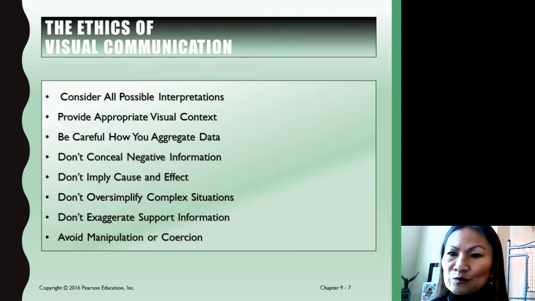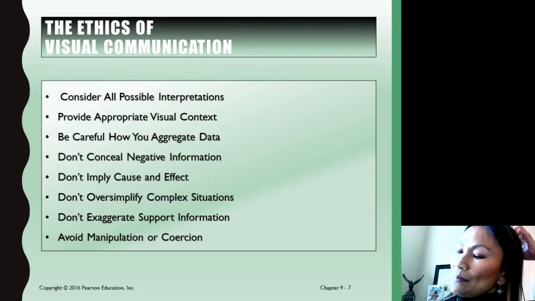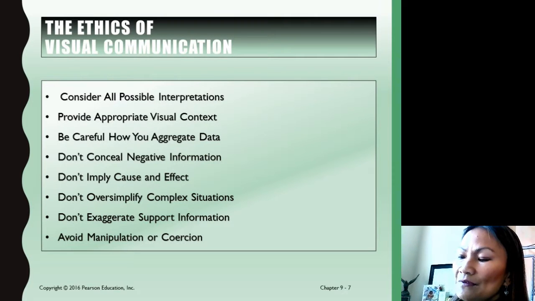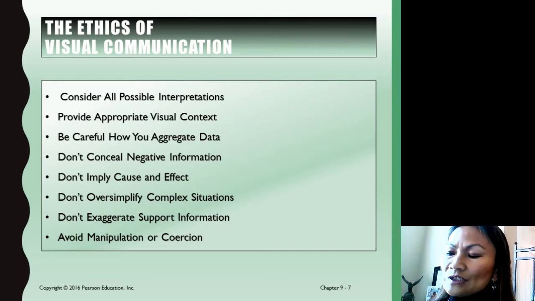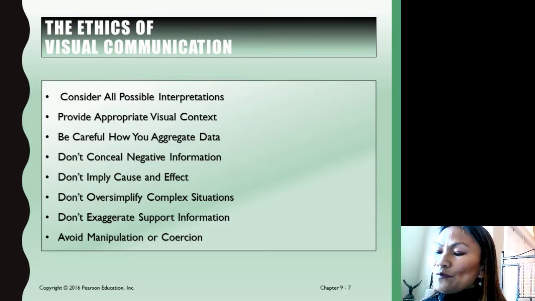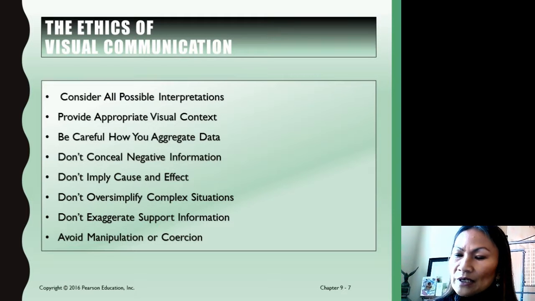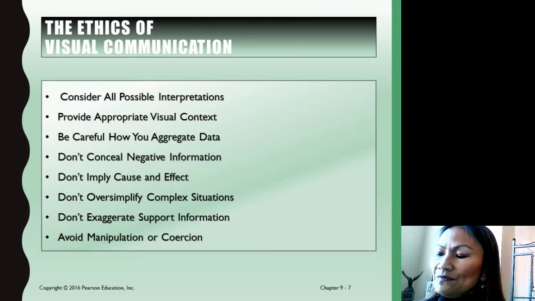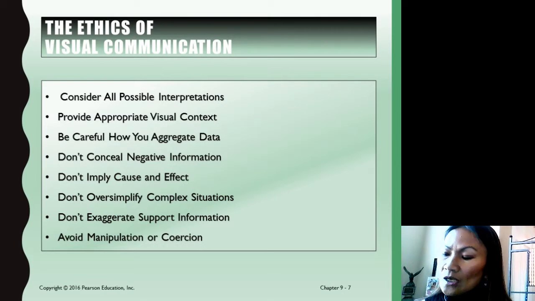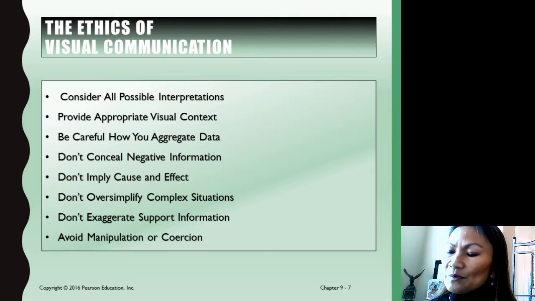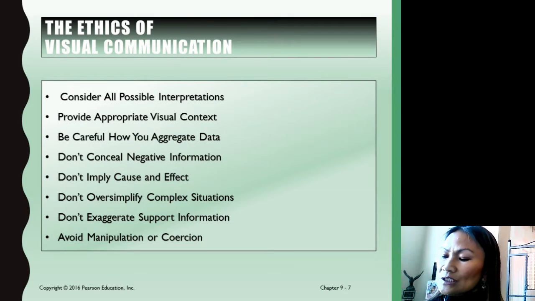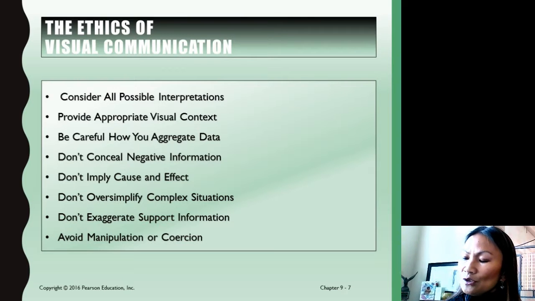The ethics of visual communication. The potential power of visuals places an ethical burden on every business communicator. You can work to avoid ethical lapses in your visuals by following these guidelines. Consider all possible interpretations and misinterpretations. Provide context. Even when they are completely accurate, visuals show only a partial view of reality. Don't hide or minimize negative information that runs counter to your argument. Obscuring information prevents your audience from making a fully informed decision regarding your content.